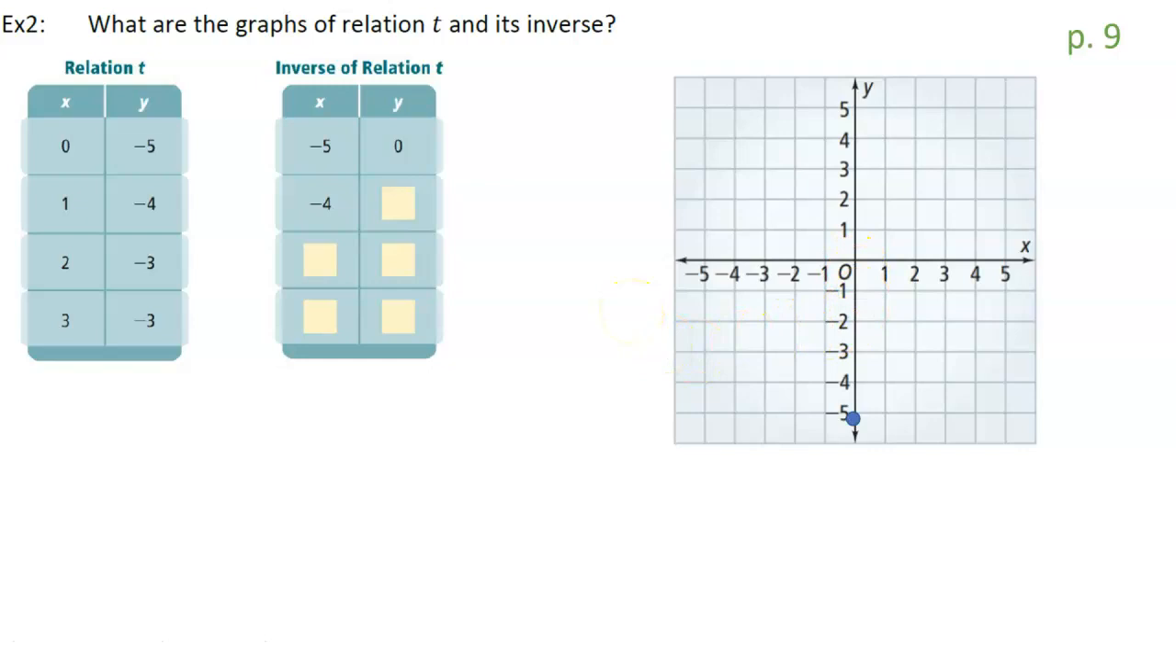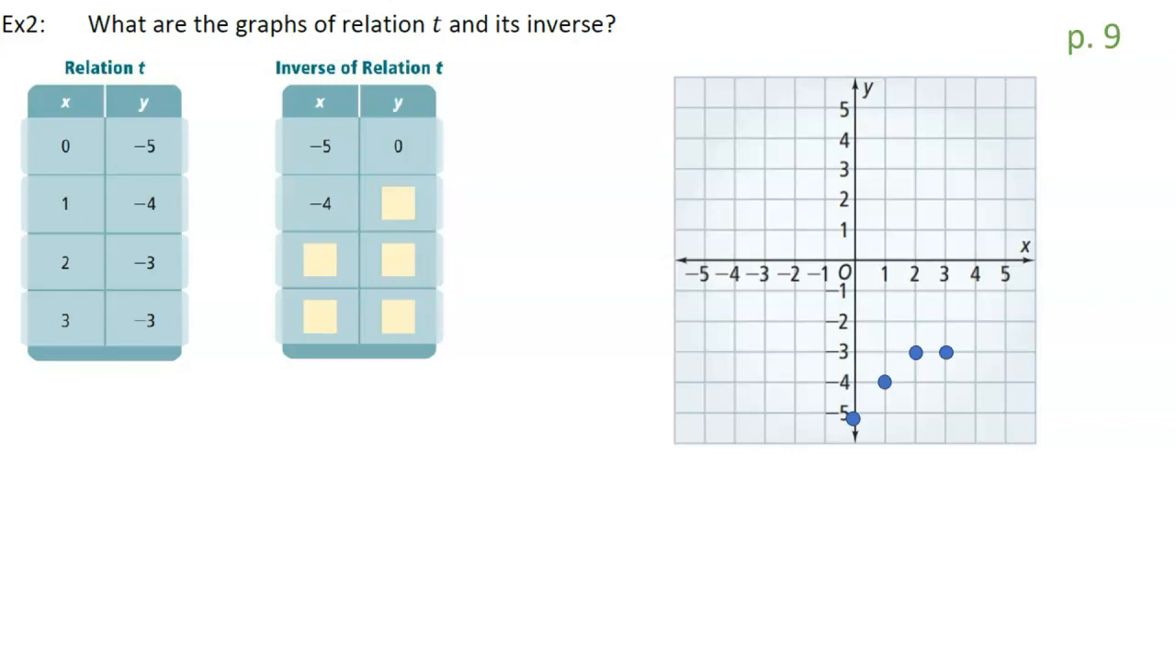Okay, then (1, negative 4), (2, negative 3), and (3, negative 3). Go ahead and plot those last 2 points. All right, so (2, negative 3), (3, negative 3). So that is your function t.